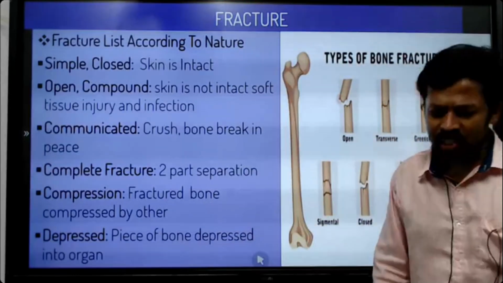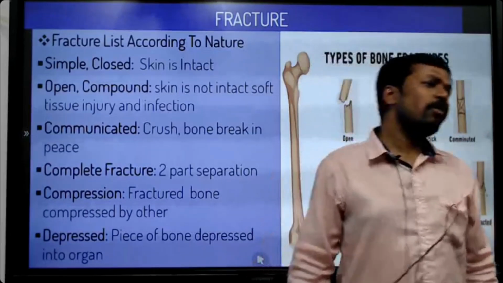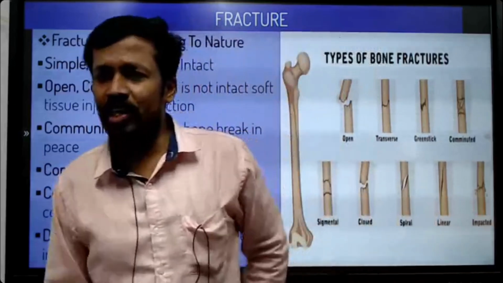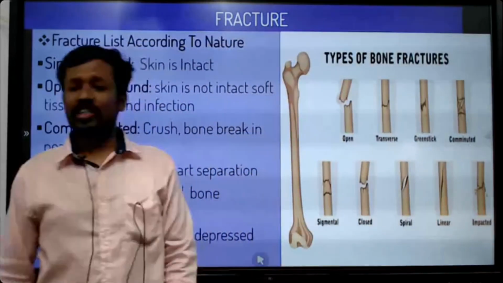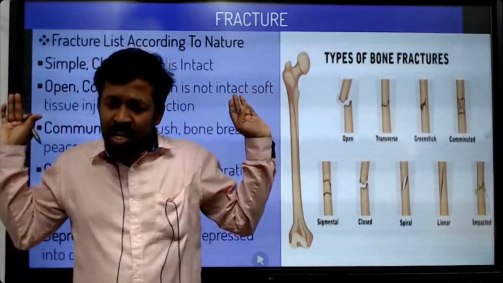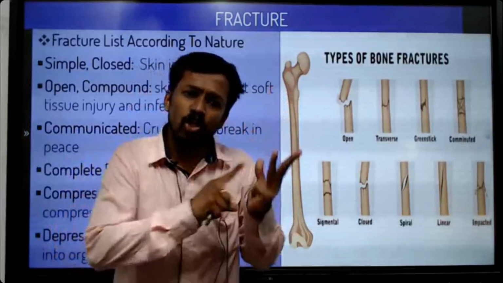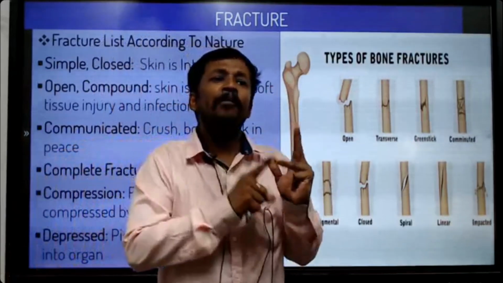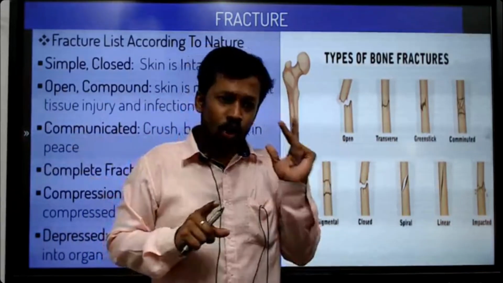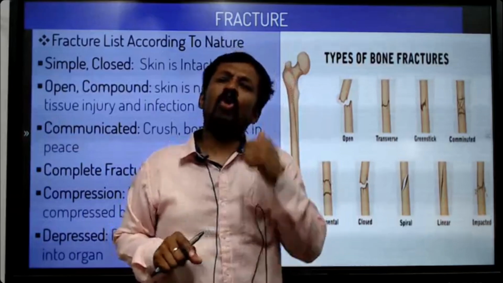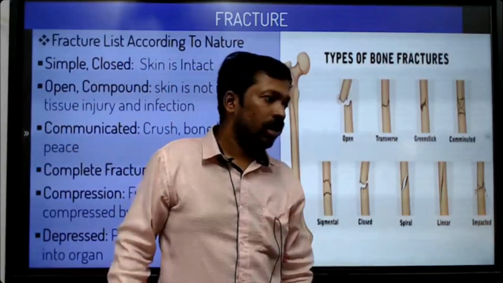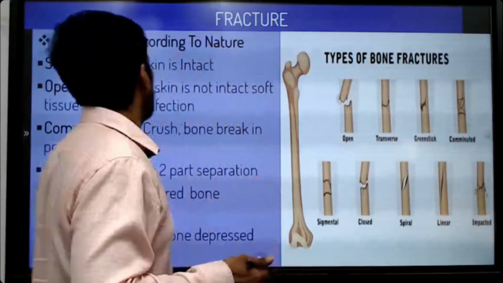So what are the types of fracture? Simple fracture, open fracture, closed fracture, compound fracture, comminuted fracture. Okay, so there are different types of fracture, according to the site, according to the communication with the outer surface, open and closed, according to the nature, according to the location. So there are different classifications. Okay, fine. So we can see one by one.